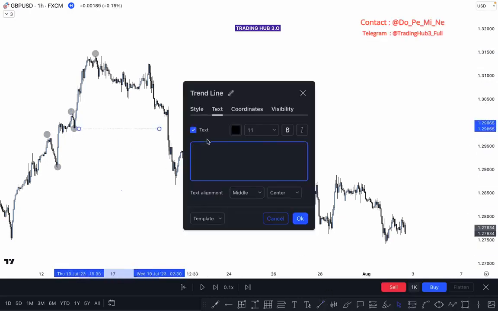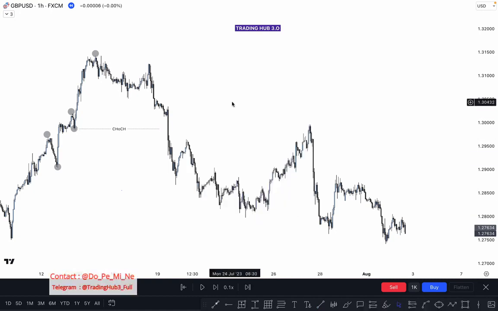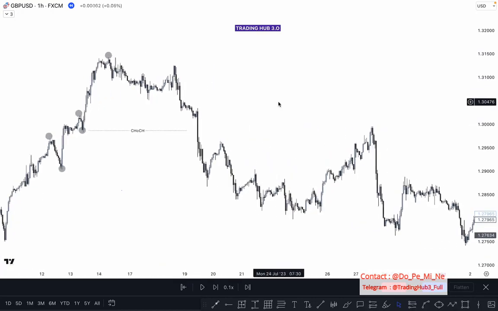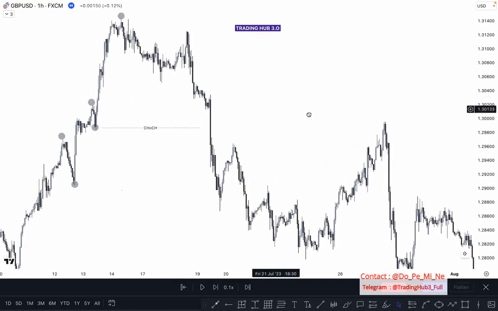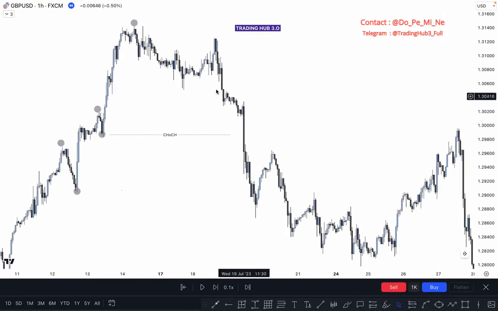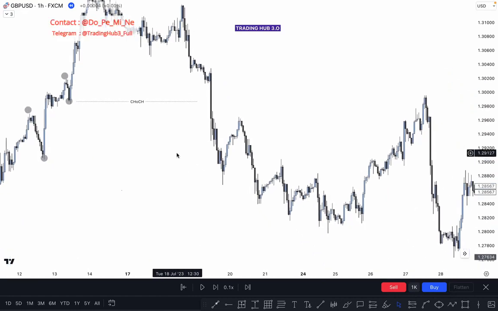CHoCH means when market momentum turns bullish to bearish or bearish to bullish, right? So in this case, the market was bullish and now turned into bearish. And again, what happened? The market pushed downside, and we need to wait for the inducement to be taken out to confirm the structure, to confirm a lower low. So here, what happened? The market is pushing downside. At this point, what happened here?